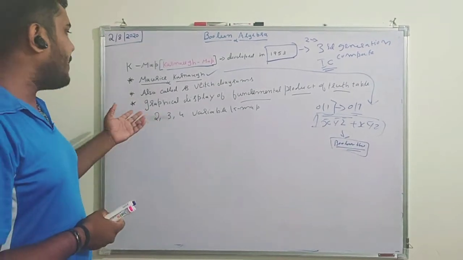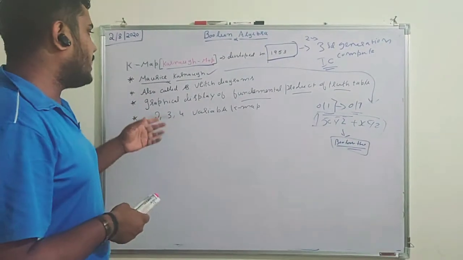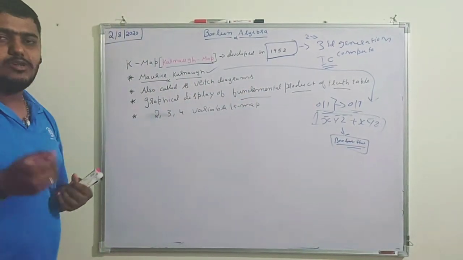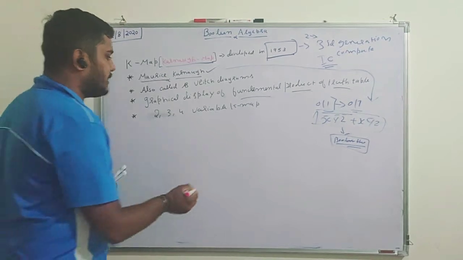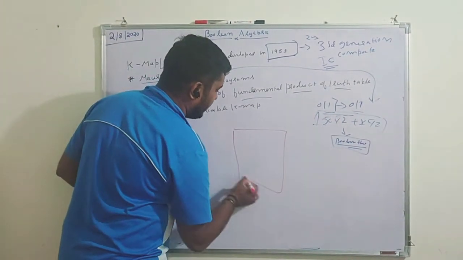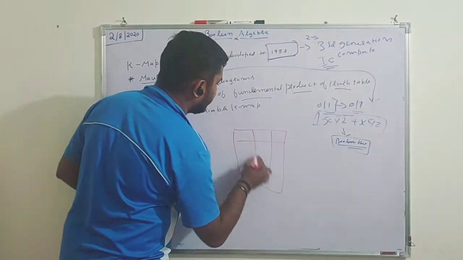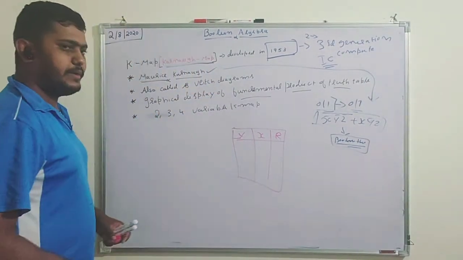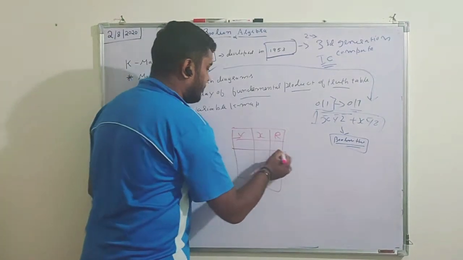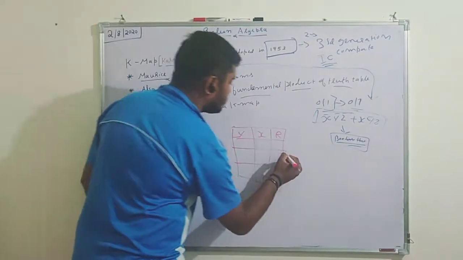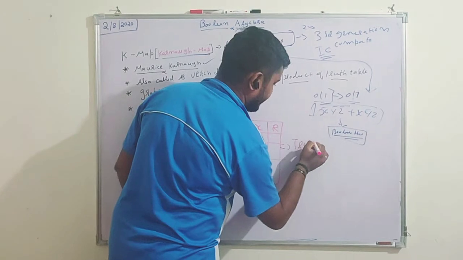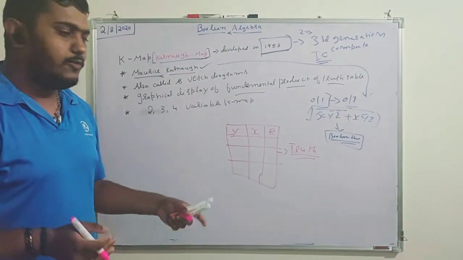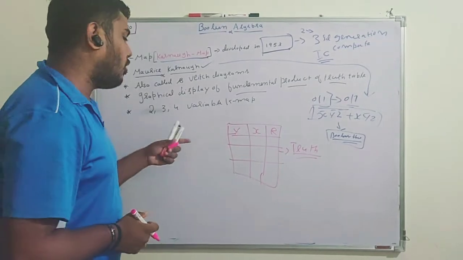So what is this K-map actually? A K-map is a graphical display of the fundamental products of a truth table. So what is a truth table? A truth table is a mathematical table where you have the inputs, outputs, and result. A result means a solution, the perfect solution you are going to provide. This is known as a truth table.